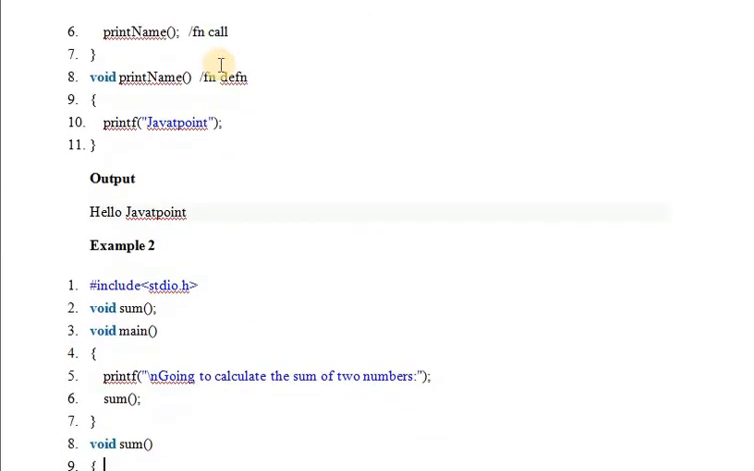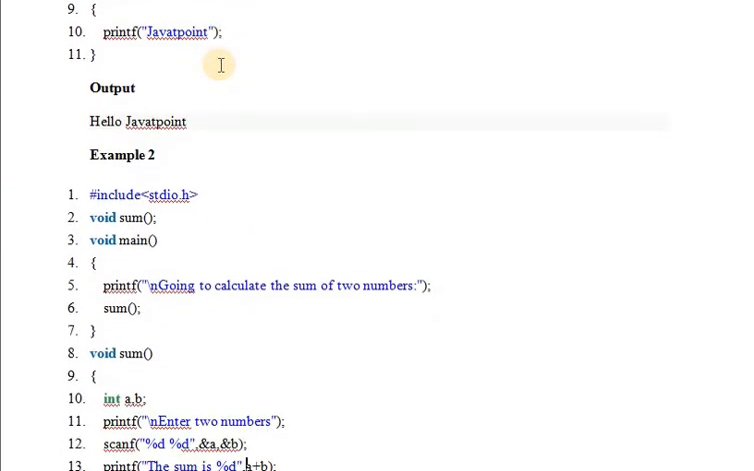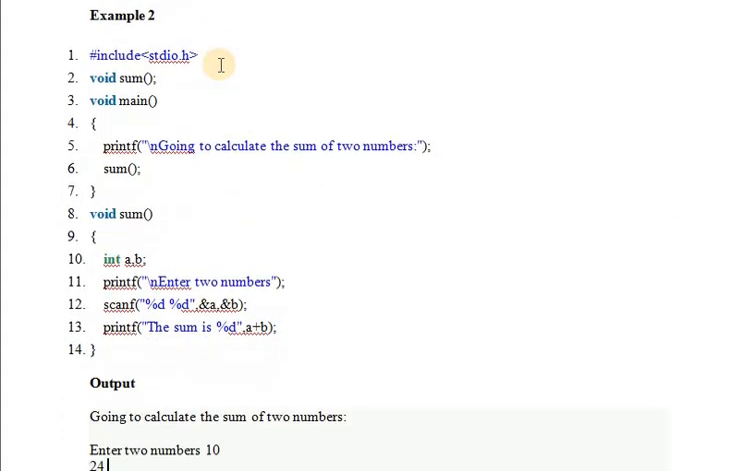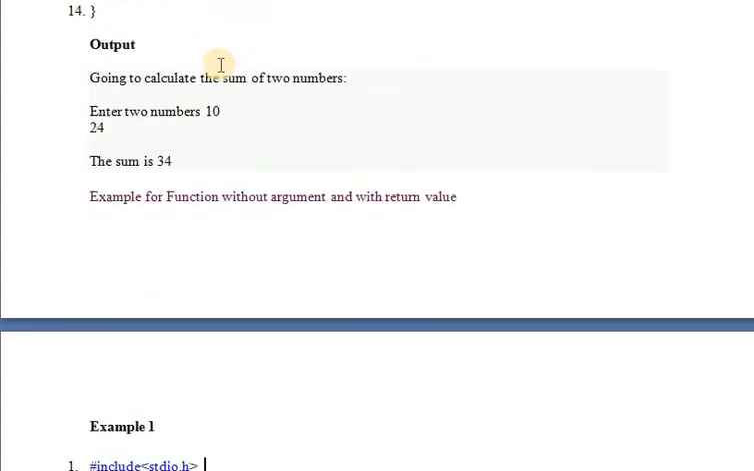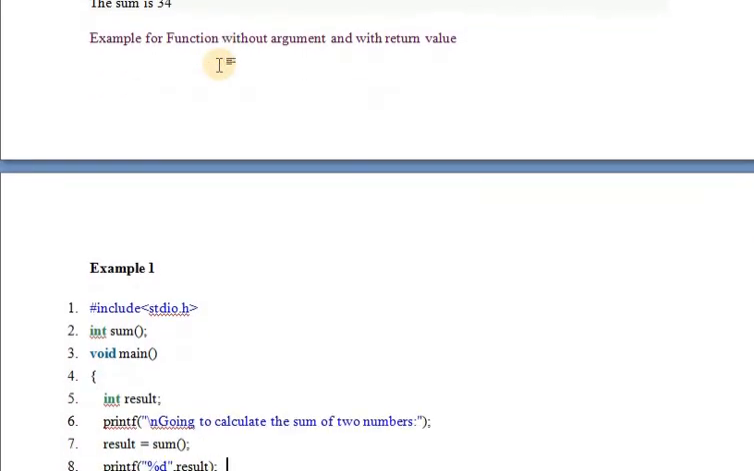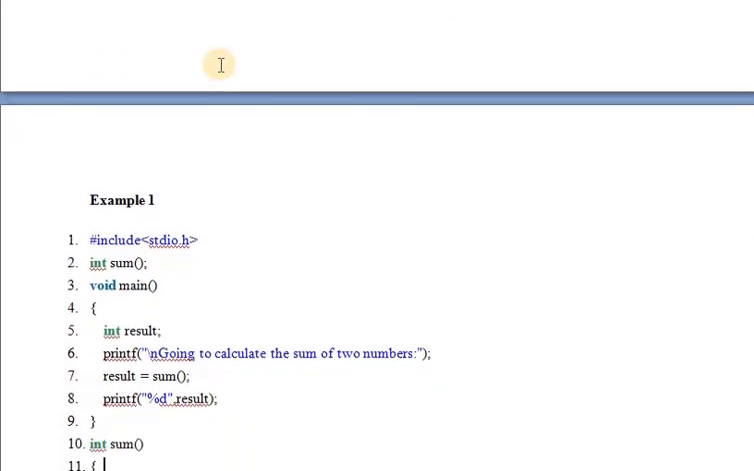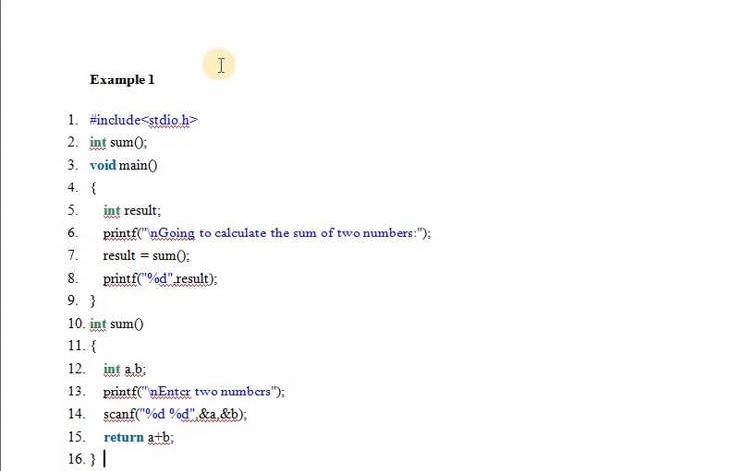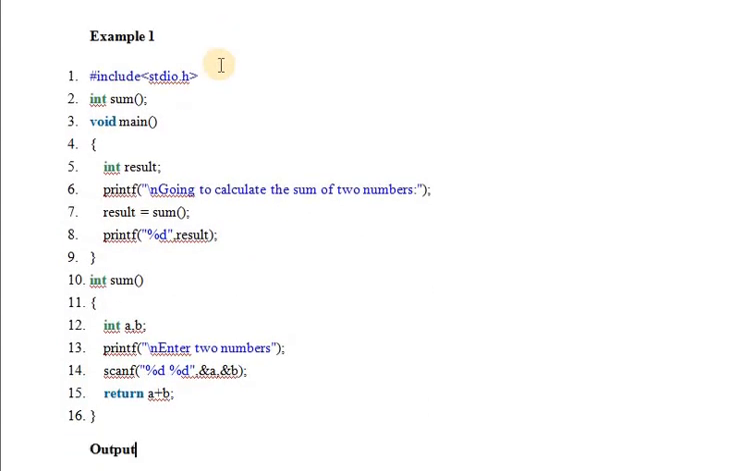Now we will see example 2 for the same thing. So we will skip this. Now we will see the second example. Here, see, with return type, no argument.